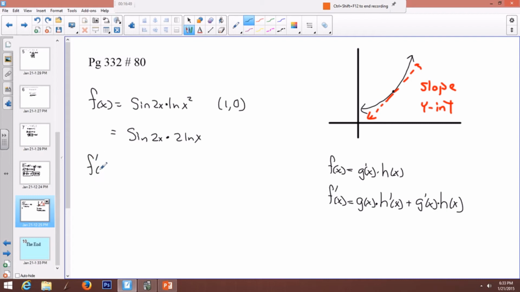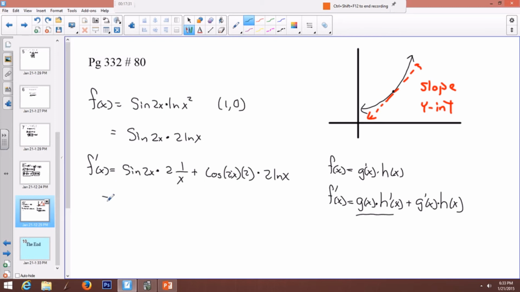So f prime of x is going to be this first function left alone. So the sine of 2x times 2, the derivative of, because 2 is a constant, you leave it alone. And so the derivative of ln x we found at the beginning of this section to be just 1 over x. That's this part of that product rule. Added to, now I have to do the derivative of this. The derivative of sine is cosine of 2x times the derivative of what's inside. So the derivative of 2x is 2. And then I leave this second function alone, so 2 ln x.